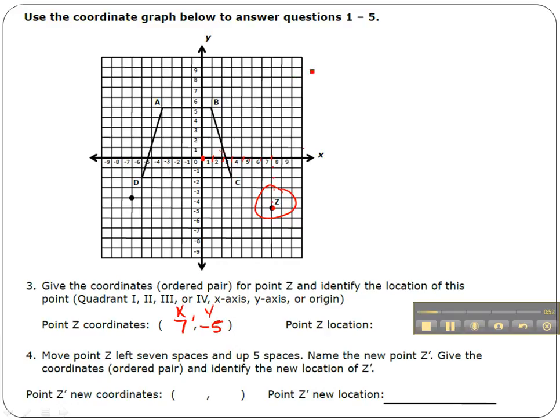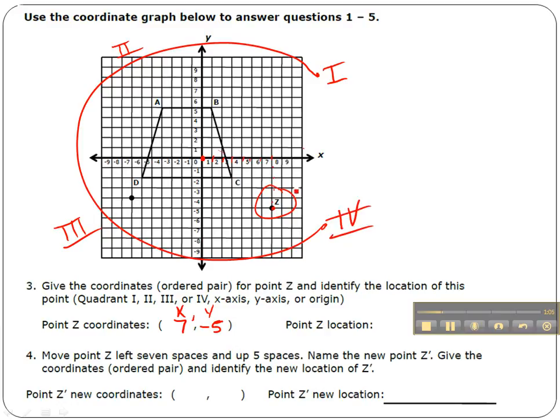Now to get the location, we need to name our quadrants again. Make a C for Colby. You start in quadrant 1 when you start your C. You pass through quadrant 2, then you pass through quadrant 3, and your C ends in quadrant 4. And you can see that quadrant 4 is the location of point Z, so Q4.